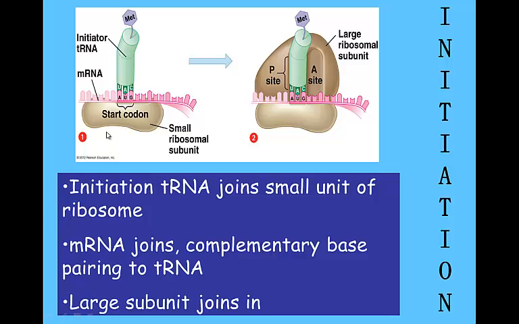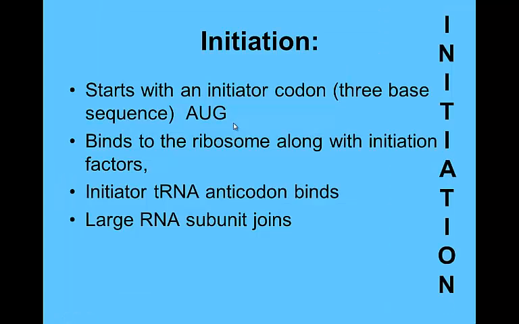Initiation always starts with the small unit of the ribosome recognizing a start codon. Now, for your purposes, I don't usually have you memorize too many things, but note that the start codon here is AUG. AUG is always the start codon. AUG tells the ribosome, it tells the transfer RNA when it's time to start making a protein. So AUG is the start codon, and the small ribosomal unit binds, and then an initiator tRNA will bind with complementary base pairing, and it always brings in methionine. The large ribosomal subunit will join, and you're ready to begin the process of translation.